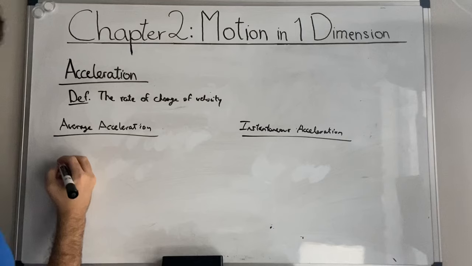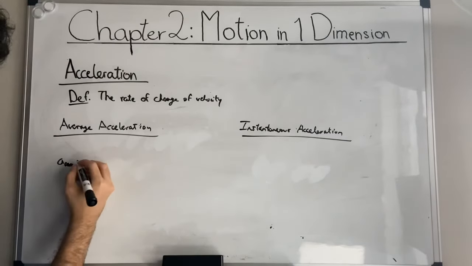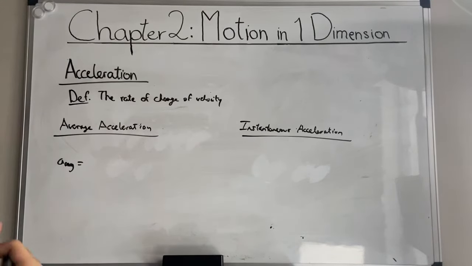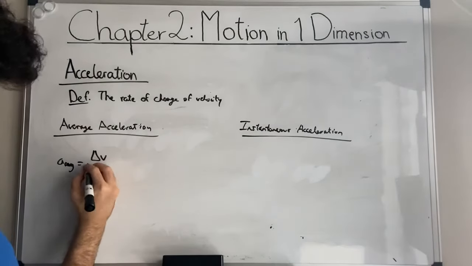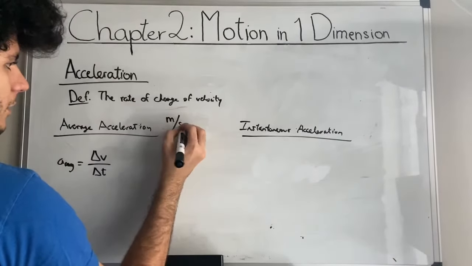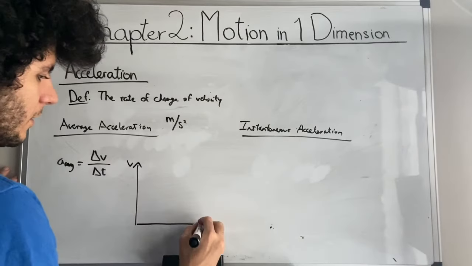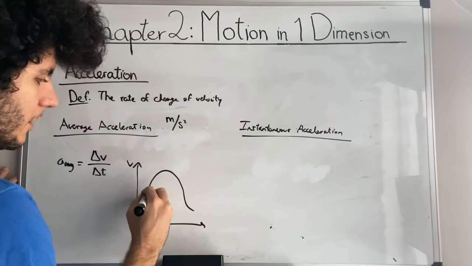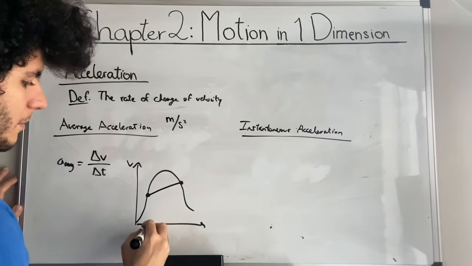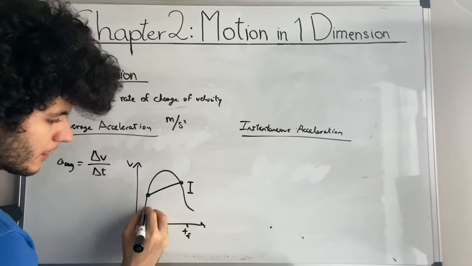Okay, so average acceleration, just like the average velocity, is the change in velocity over the change in time. And that's pretty much it. It's rather simple. The units of acceleration are meters per second squared. Just as we did before, we can interpret average acceleration, if we have a graph like this, as cutting the graph to connect two dots, this being ti, this being tf.